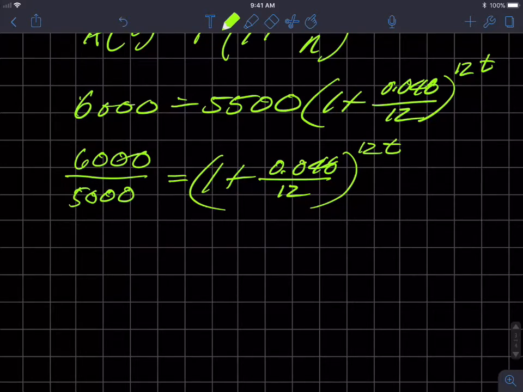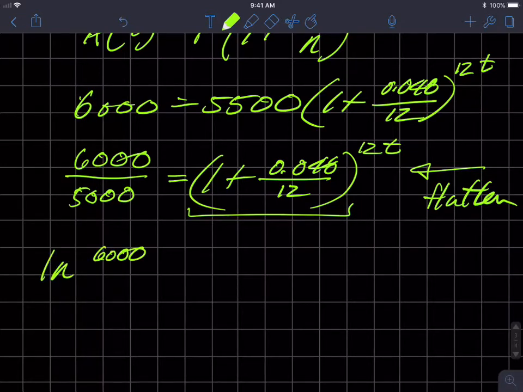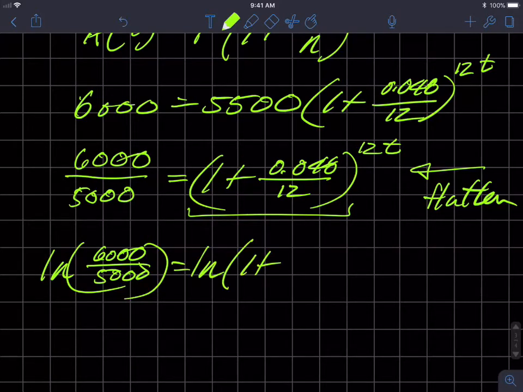So what we're going to do is take the natural log. Because remember, we're going to flatten this thing out by taking the natural log of both sides. Or log base 10 or whatever you want. It doesn't matter. But this doesn't help us. This is some ugly base. So it doesn't really help us to choose anything else. So we're going to take the natural log of 6,000 divided by 5,500, which is going to equal the natural log of 1 plus 0.048 over 12 raised to the 12t.